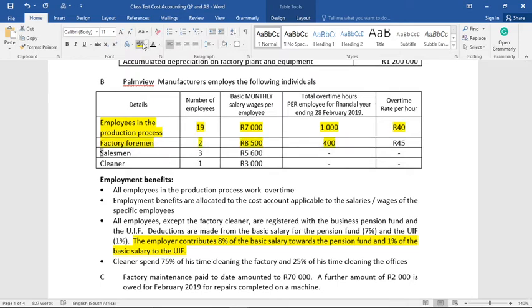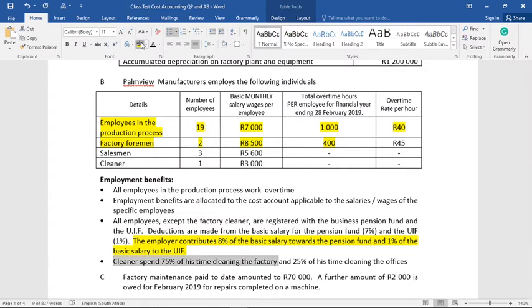Then we deal with the salesman. Is the salesman a factory expense? No, ignore it. The cleaner, it tells you that the cleaner is the factory cleaner. So this person earns 3,000 Rand a month. So 3,000 times 12 months will give you 36,000 Rand for the factory cleaner. It does say here, though, look carefully, the cleaner spends 75% of his time cleaning the factory.